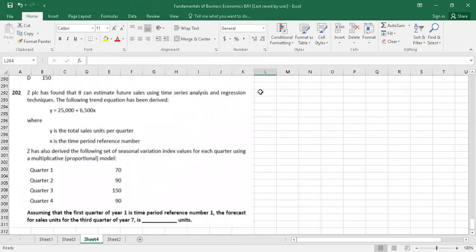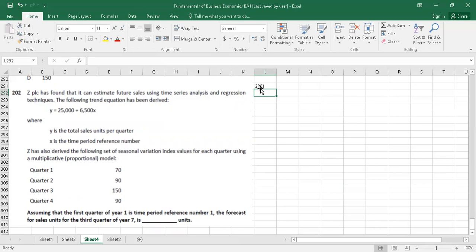Then 202 says ZPLC has found that it can estimate future sales using time series analysis and regression techniques. The following trend equation has been derived. Y is equal to 25,000 plus 6,500 X, where Y is the total sales units per quarter and X is the time period reference number. So for four quarters given, we are asked to use a multiplicative model. The seasonal index values are 70, 90, 150 and 90.